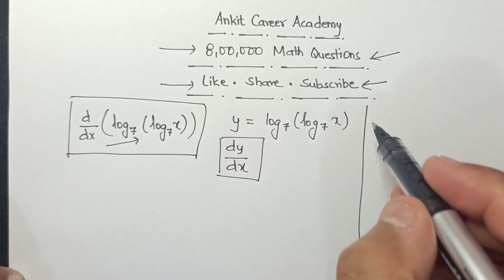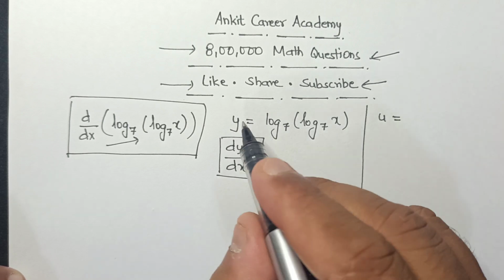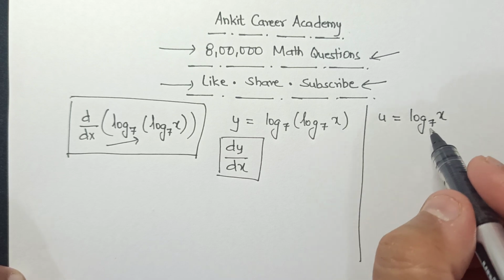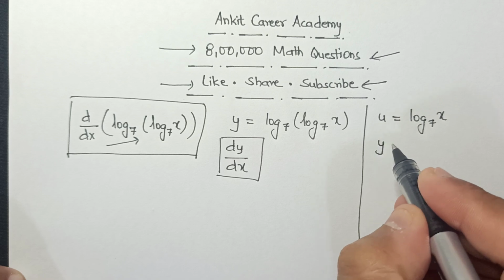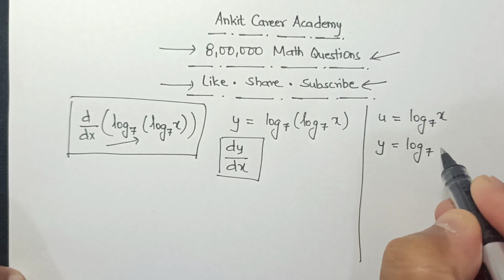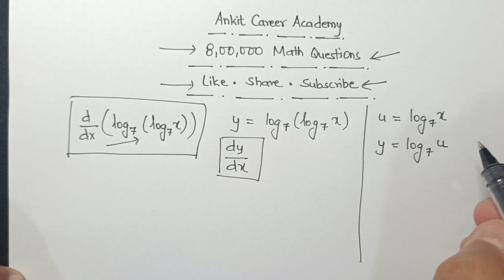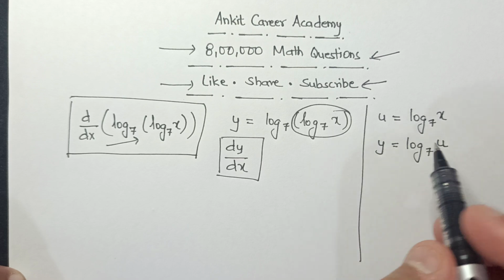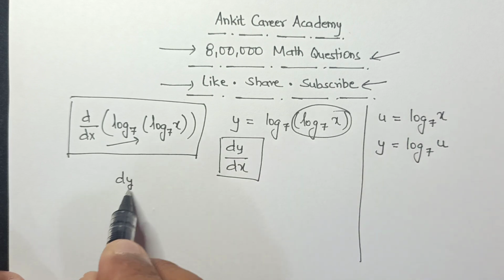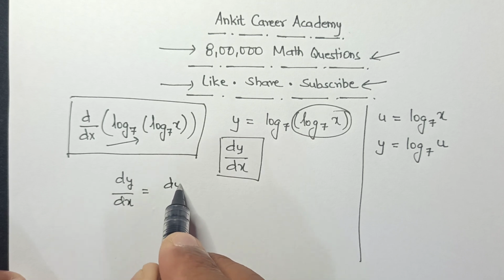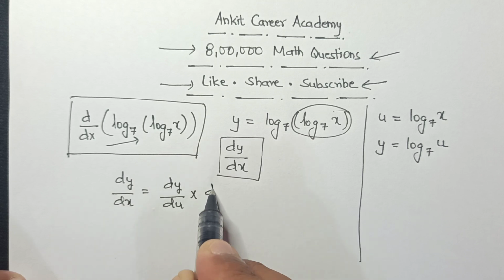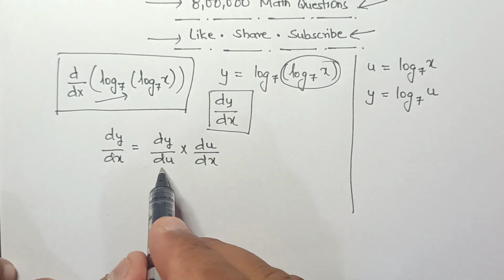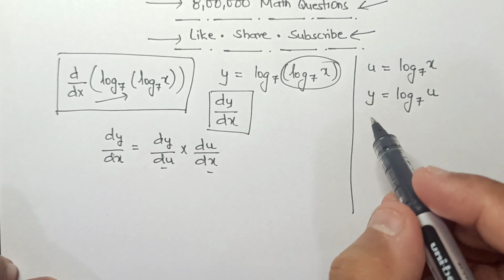Now in the second part of the question, let us substitute the value of u as this internal function, that is log 7 of x. So in this, let us resubstitute this. So y is equal to log 7 of u, right? That means we have taken this entire function as u. So y is equal to this. If you notice here, the value of dy by dx can be written as dy by du multiplied by du by dx.